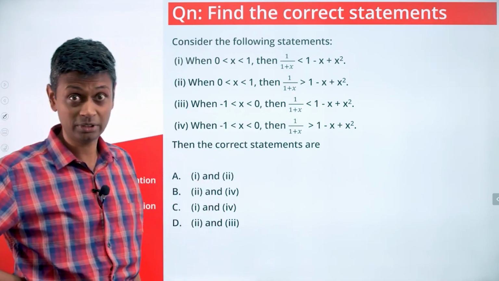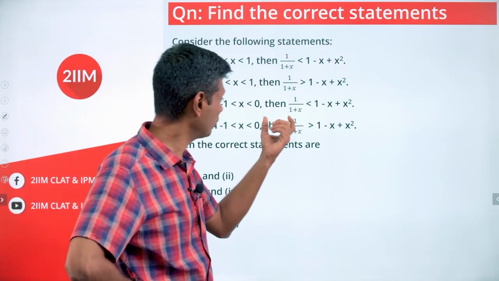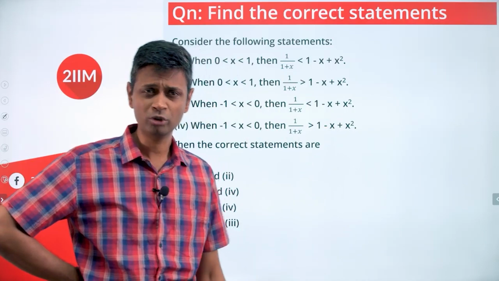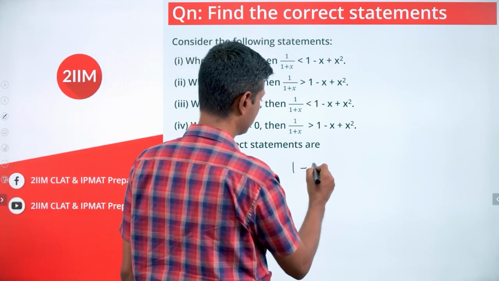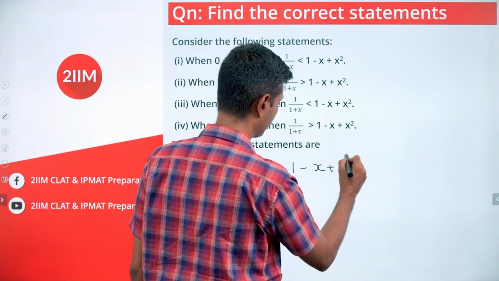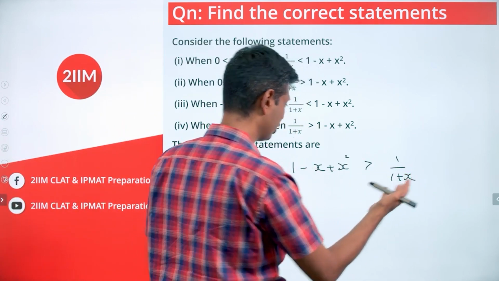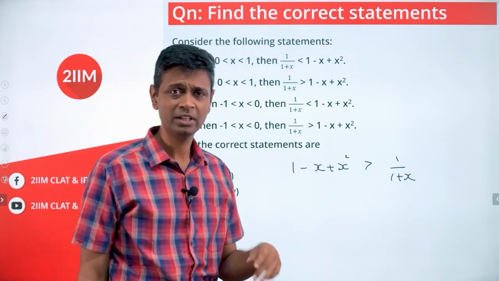So the expression here took me a while to wind around. It's basically taking 1 by 1 plus x and comparing it with 1 minus x plus x square. I want to simplify this. Then say, when is 1 minus x plus x square greater than 1 by 1 plus x? Let's solve for this inequality and then we'll plug it in there.